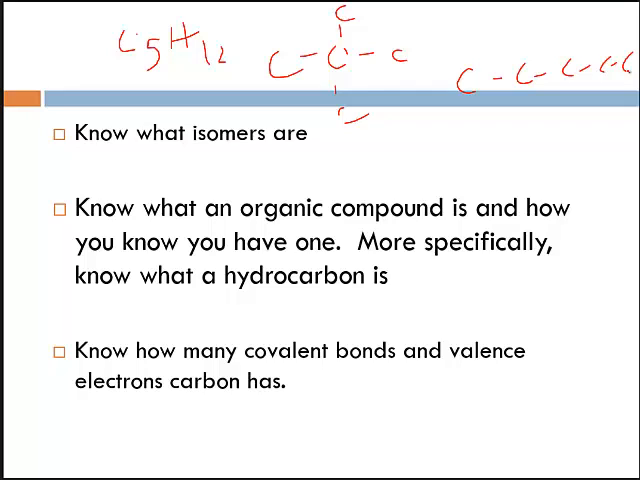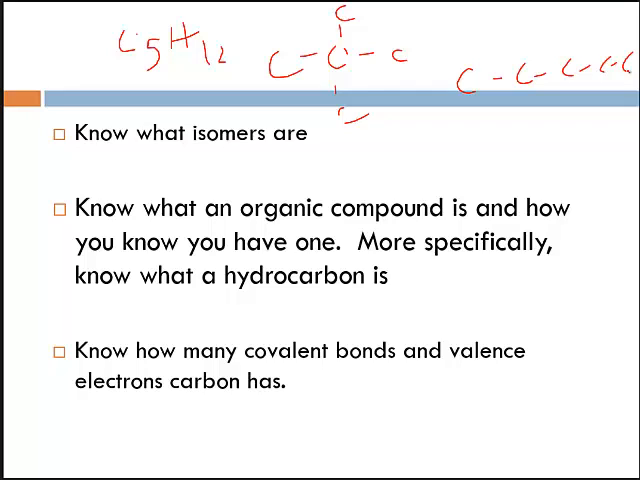Know what organic compounds are. So they're compounds containing carbon and hydrogen. And how you know you have one. You're looking for carbon and hydrogen. Sometimes I'll have oxygen, sometimes I'll have nitrogen, but it's primarily carbon and hydrogen. More specifically know what a hydrocarbon is. Hydrocarbon only has hydrogen and carbon. That's it.